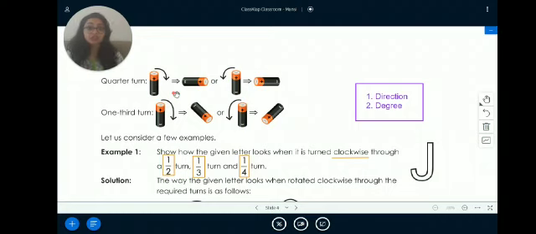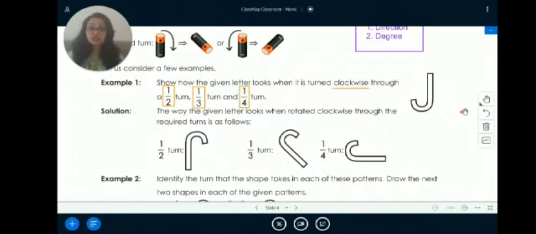That's why degree and direction are the two most important things to tell what the shape will look like after a turn. Now let's check our understanding. If I have this letter J and I want to find out how it will look if I turn it clockwise through half, 1/3 and 1/4 turn.